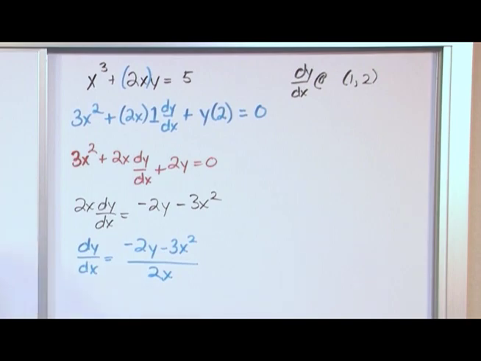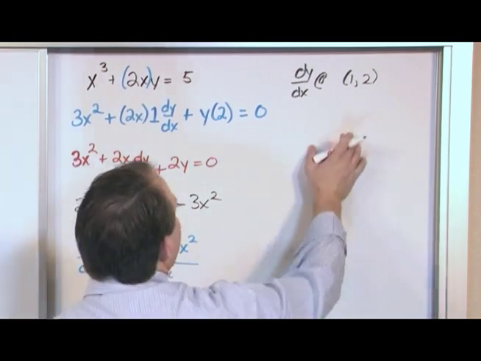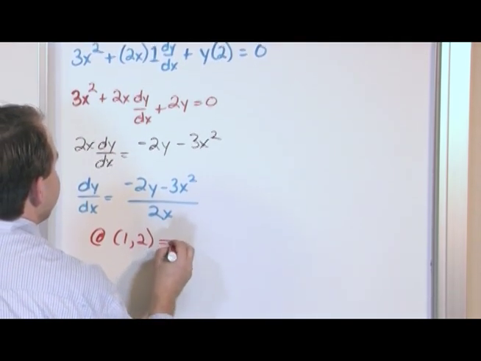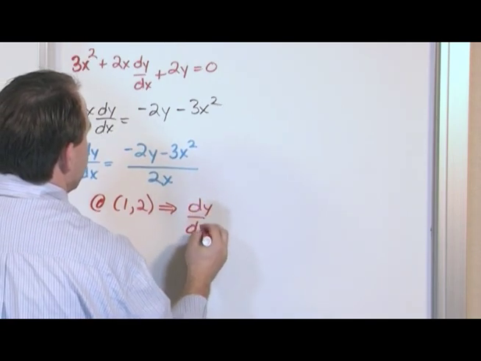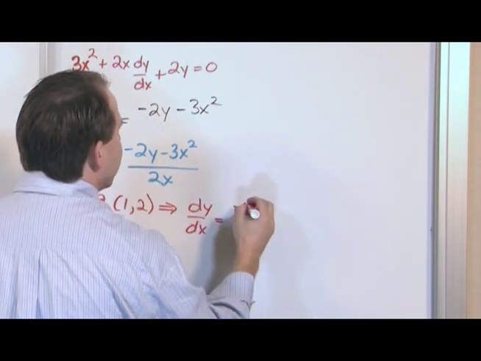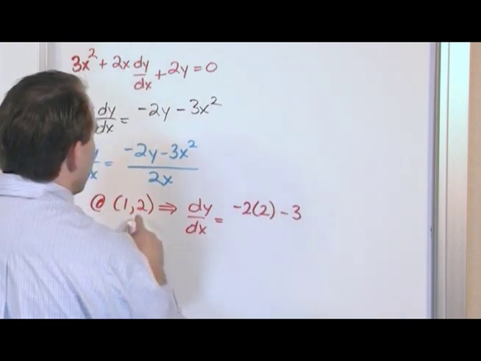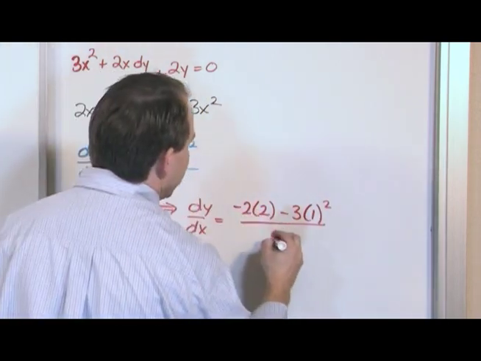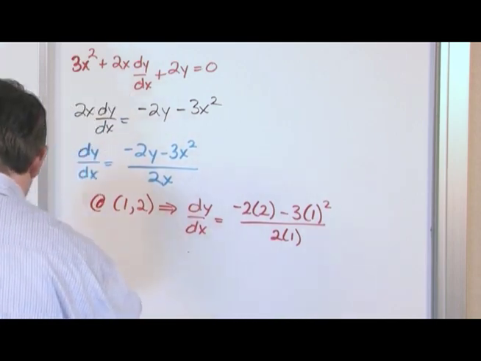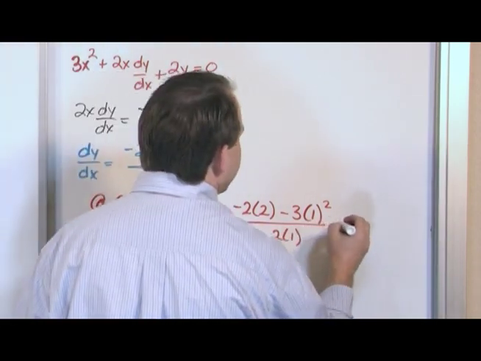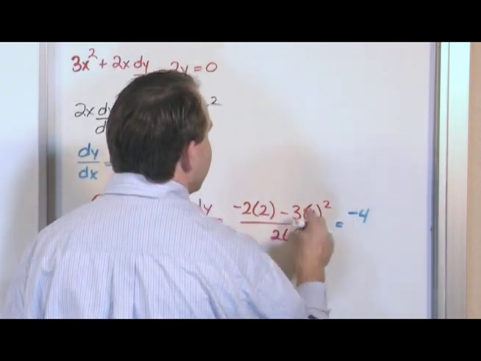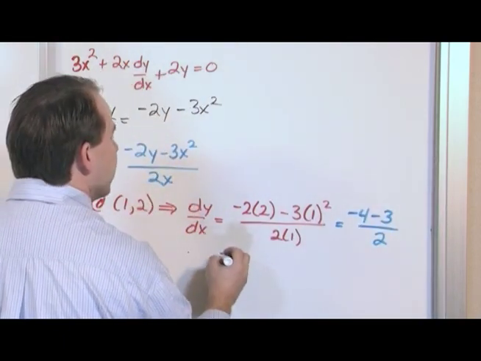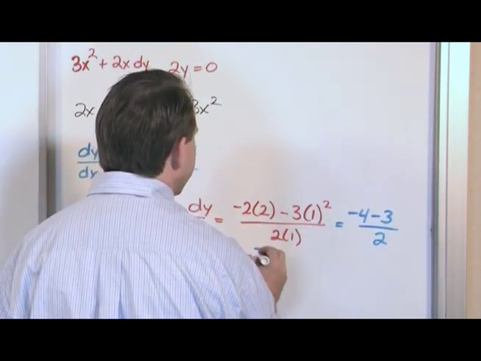This is the derivative of this function. But we want to calculate this derivative at the point (1, 2). So we say at (1, 2), we get the following thing. dy/dx is equal to, well, y is 2, so we'll have negative 2 times 2 minus 3, x is 1, so we'll have 1 squared, over 2x, so 2 times 1. So let's switch colors here. So this is negative 4, this is minus 3, and on the bottom we'll have 2. So ultimately what we have here is negative 7 over 2.